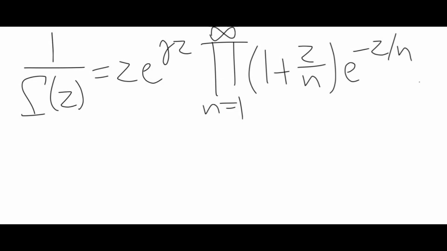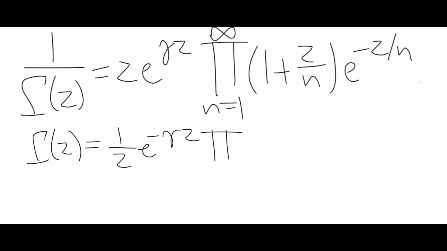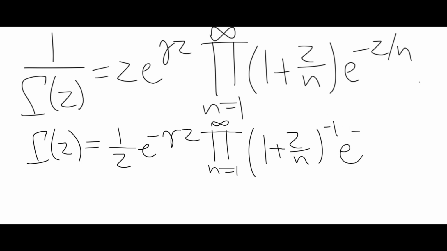The previous video showed that the reciprocal of the gamma function could be factored in this form. And now we're going to use that to prove some of the fundamental identities of the gamma function. First of all, it'll be more convenient to take the reciprocal. So it's 1 over z, e to the minus gamma z, times the product of 1 plus z over n, inverse, times e to the z over n.